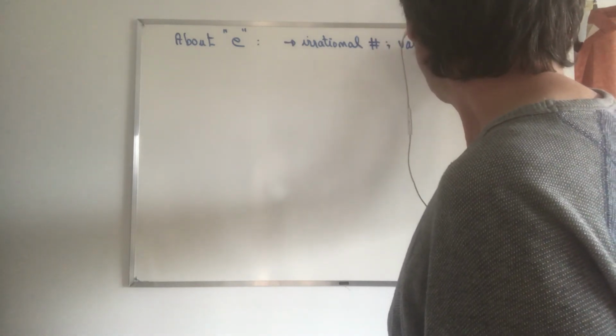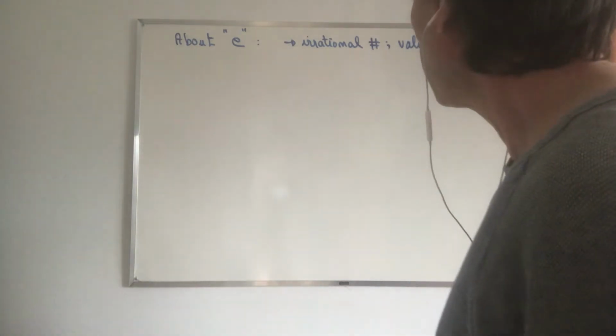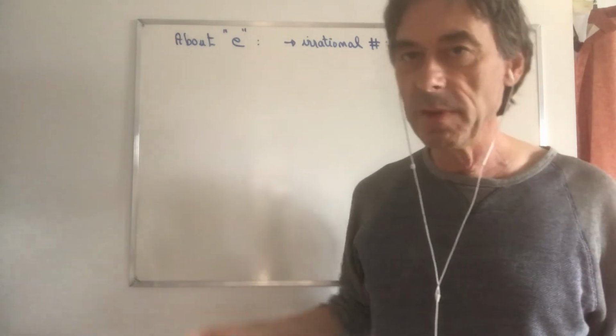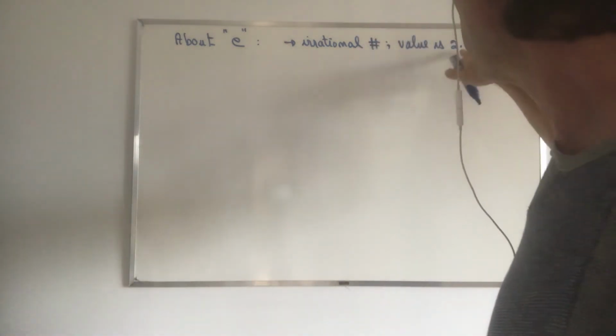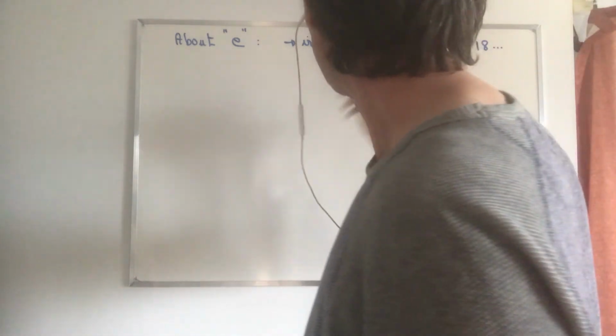is 2.718 blah blah blah, just like pi is 3.145 blah blah blah. Right? We'll come back quickly to the value of E in a second.